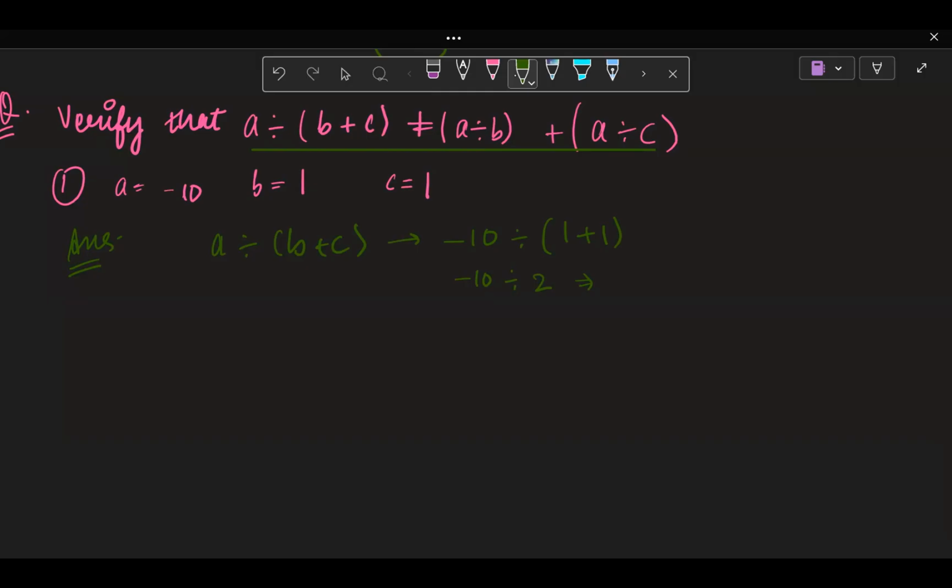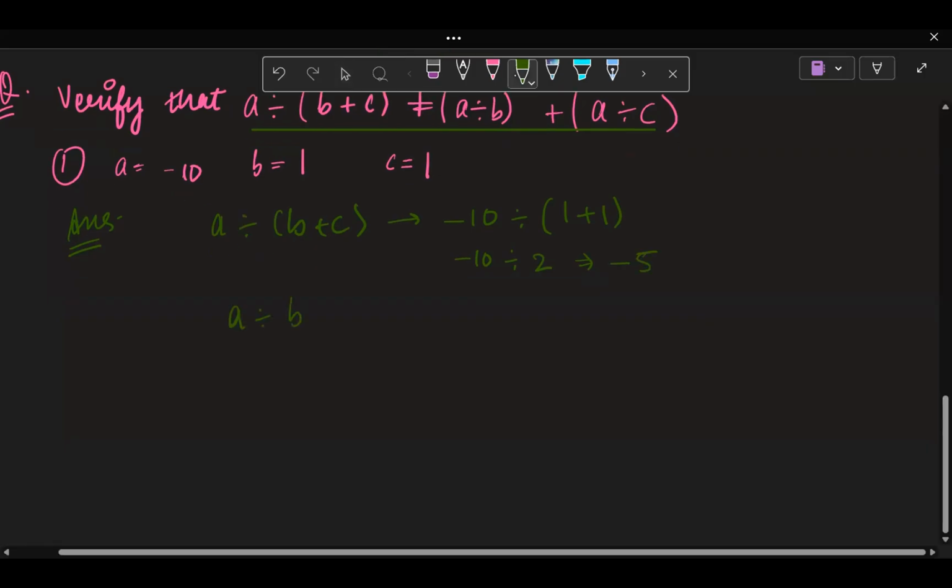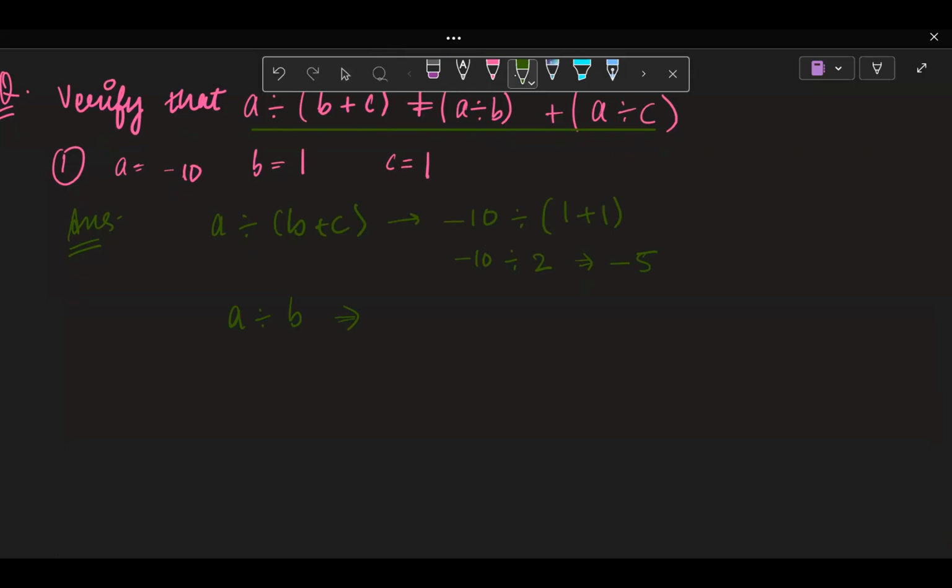So minus 10 divided by 2 gives you minus 5. Then, sorry, A divided by B. What is A divided by B? Okay, now I see you. A divided by B is minus 10 divided by 1, so it is minus 10 only.